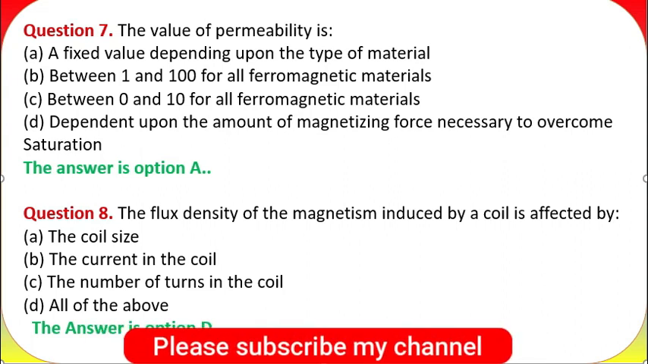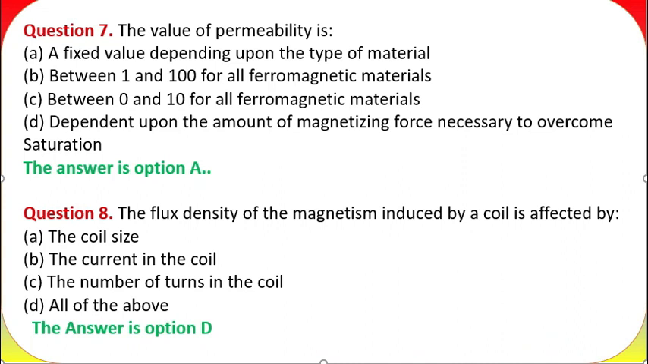Question 7. The value of permeability is: A. A fixed value depending upon the type of material. B. Between 1 and 100 for all ferromagnetic materials. C. Between 0 and 10 for all ferromagnetic materials. D. Dependent upon the amount of magnetizing force necessary to overcome saturation. The answer is option A.